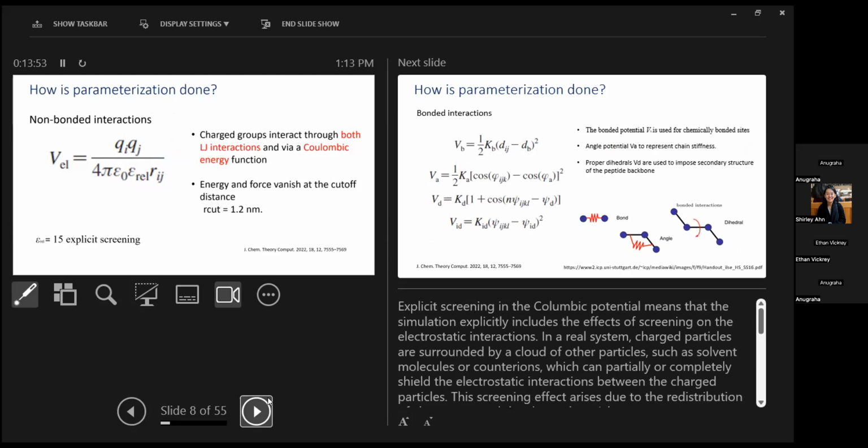So moving on, there's another term in non-bonded interactions, that's the Coulombic term. I think in general force fields, we remember there are bonded interactions and non-bonded interactions. Non-bonded has Lennard-Jones and Coulombic. So charge groups here interact through both LJ interactions and the Coulombic energy potential. They also use a cutoff, which is generally at 1.2 nanometers. So anything above 1.2 nanometers, they don't consider. So this also increases the computational efficiency.